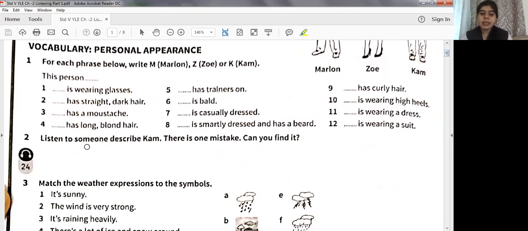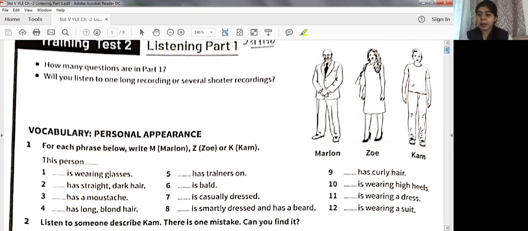Next question. Listen to someone who is describing Ken. There is one mistake. Can you find it? So, students, we are going to hear the listening part now about Ken. Someone is going to describe this boy, Ken, and they have made one mistake while describing him. So we need to identify, when we are listening, what that mistake is. So be attentive. Now I'm going to play the audio for it. Yes. So here is the audio, track number 24, and I shall begin now.